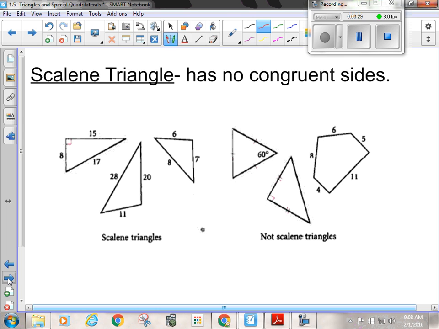A scalene triangle has no congruent sides. So here we're actually looking at the measure of the sides. And then you'll see here, these congruent markings tell us that those are all congruent, or here tells us that these are. Okay. Scalene doesn't matter about the angles. We're just talking about the measures of the sides.